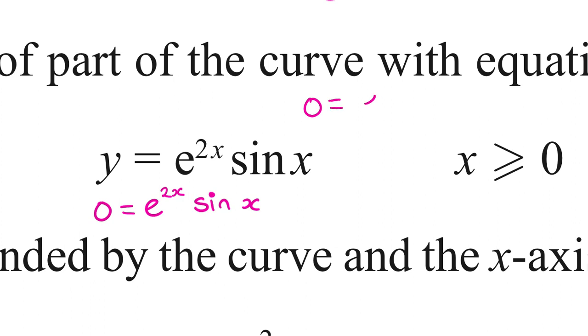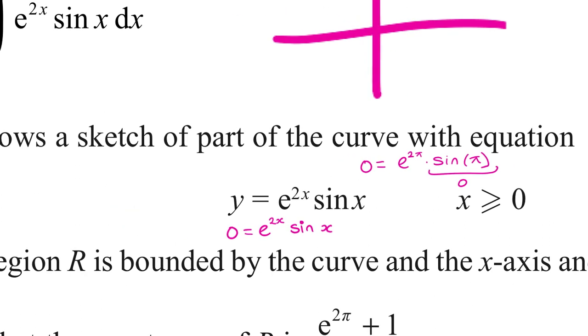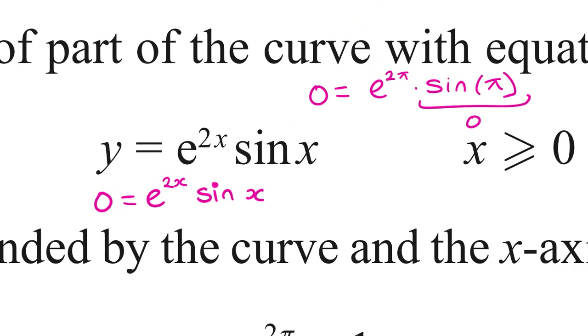0 equals e to the 2 pi times sine of pi. Guys, what is sine of pi? 0. Perfect. Basically, we have to make one or the other equal to 0. The easiest way to do this, without overthinking it, is to ask: when does e to the 2x equal 0? When does sine of x equal 0? Does anyone know where e to the 2x equals 0? No, because it's an asymptote. Okay, so we don't worry about that. That's okay. When does sine of x equal 0?